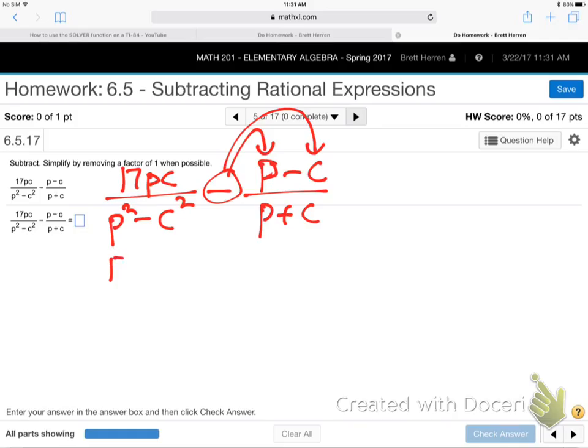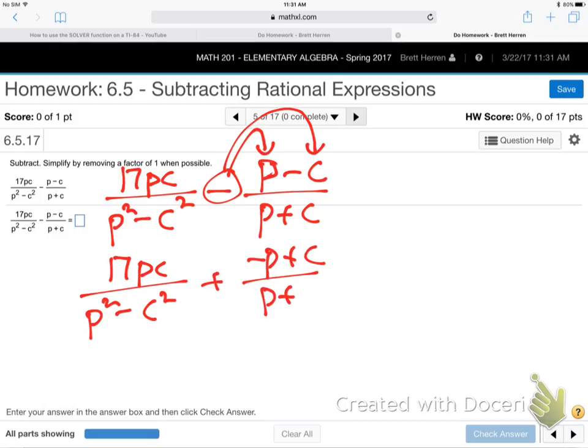Good. So it becomes plus minus p plus c. Is that good to there? And then we factor.